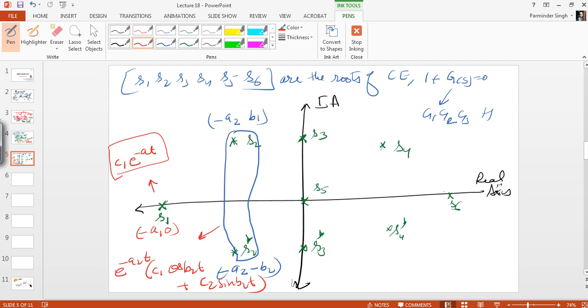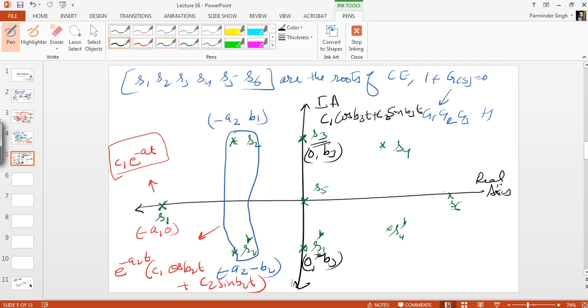Now if the roots are of the nature S3, then the nature of the response will be something like c1 cos of beta 3 t plus c2 sine of beta 3 t, something like this, because obviously the roots are 0 plus j b3 and 0 minus j b3.